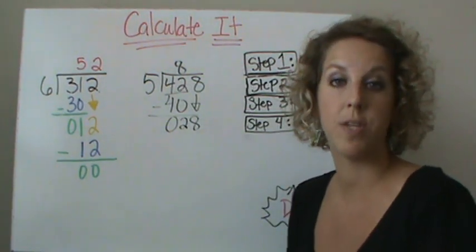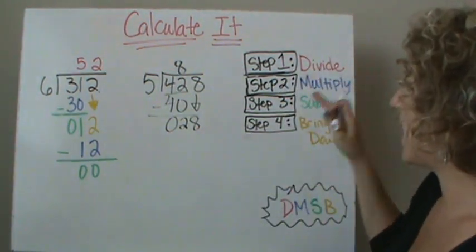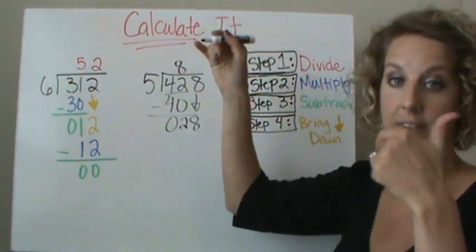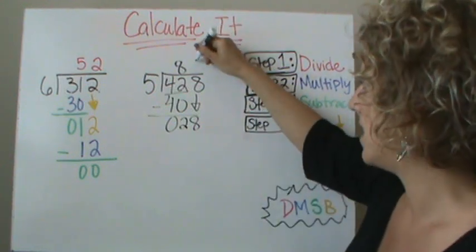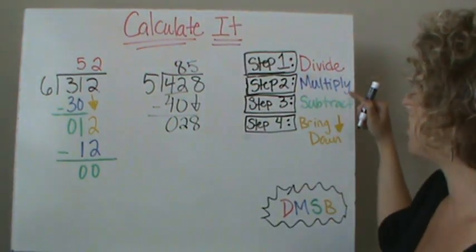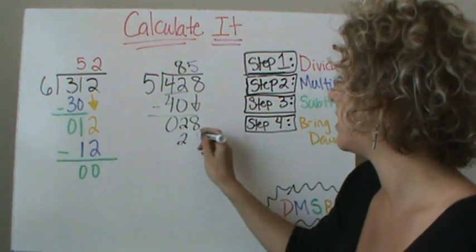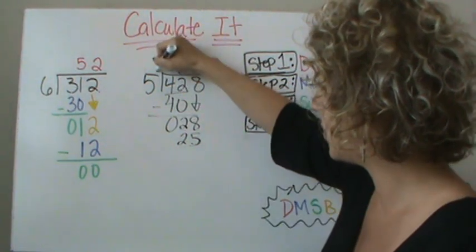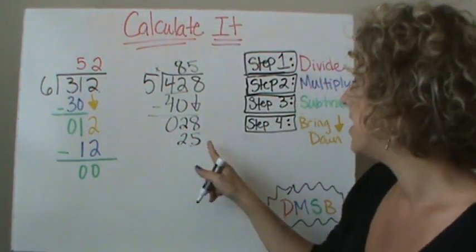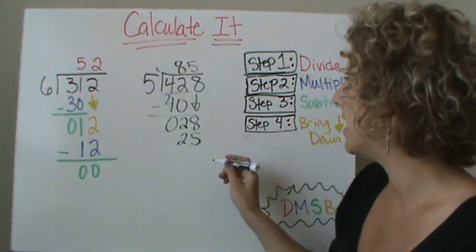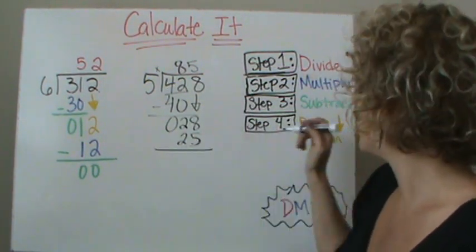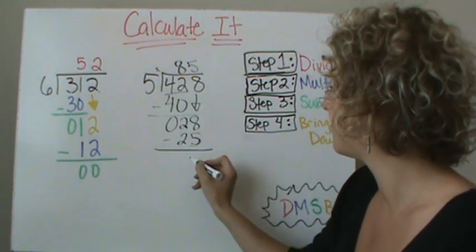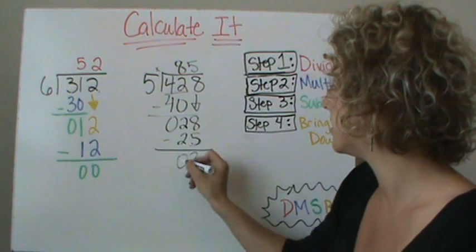Now I'm going to start my steps over again. I'm going to divide. 28 divided by 5. 5, 10, 15, 20, 25. Then I'm going to multiply. 5 times 5 is 25. And one way you can remember, you could put a little multiplication sign there if that helps you. So you can say 5 times 5 is 25. Then you're going to subtract. 8 minus 5 is 3. 2 minus 2 is 0.